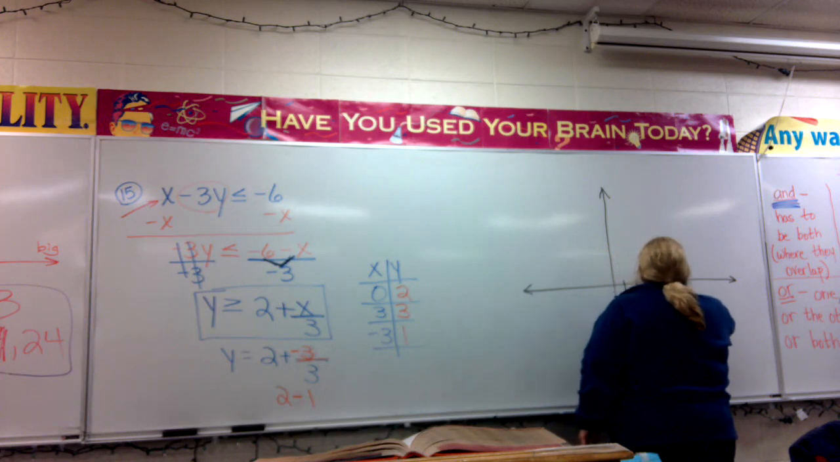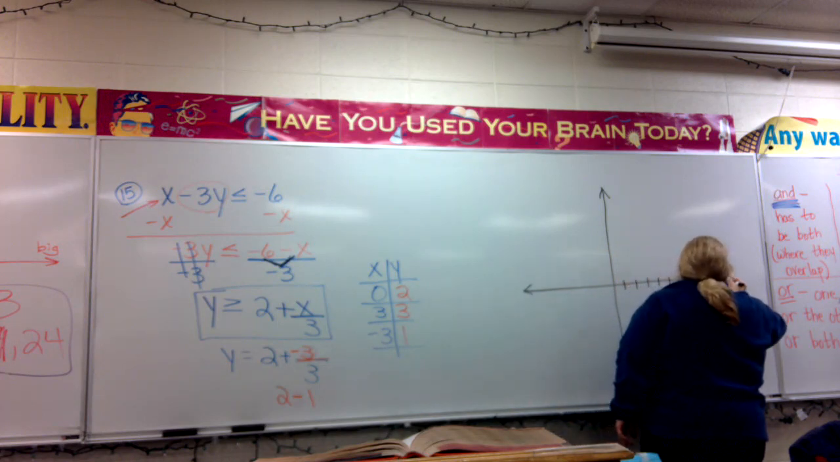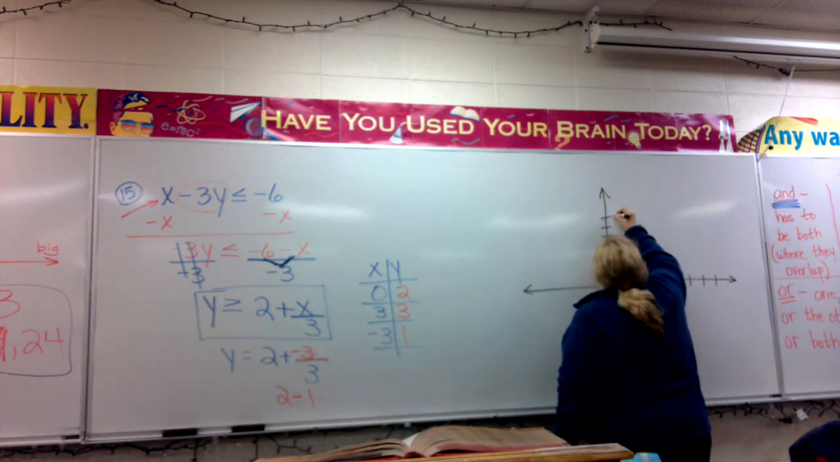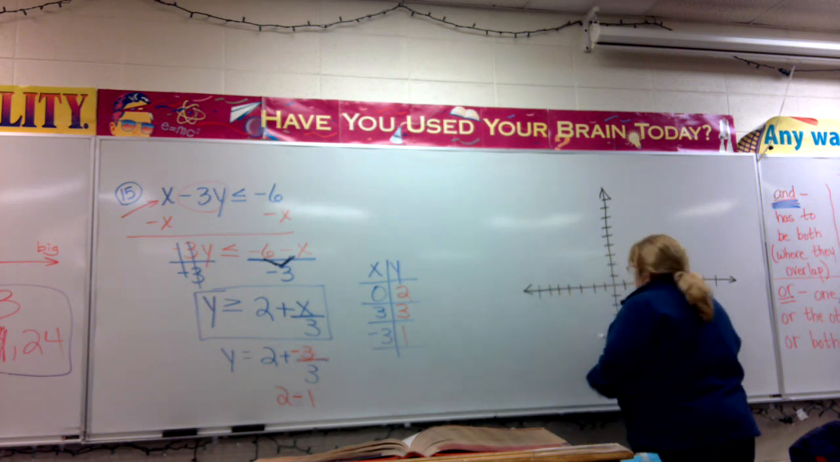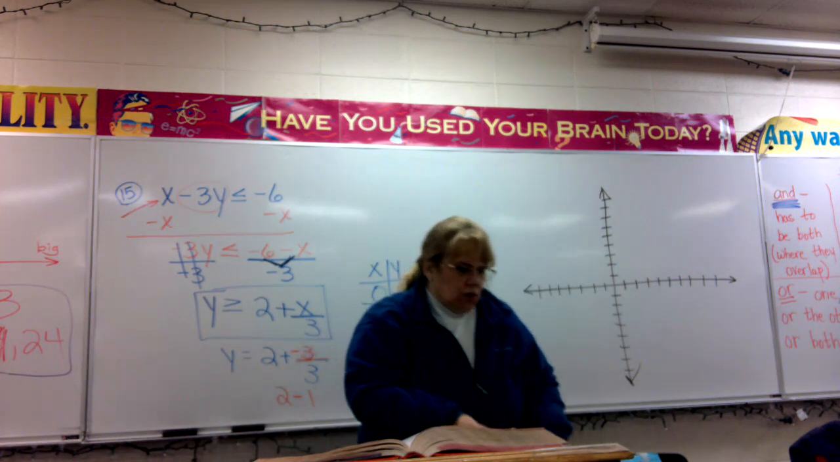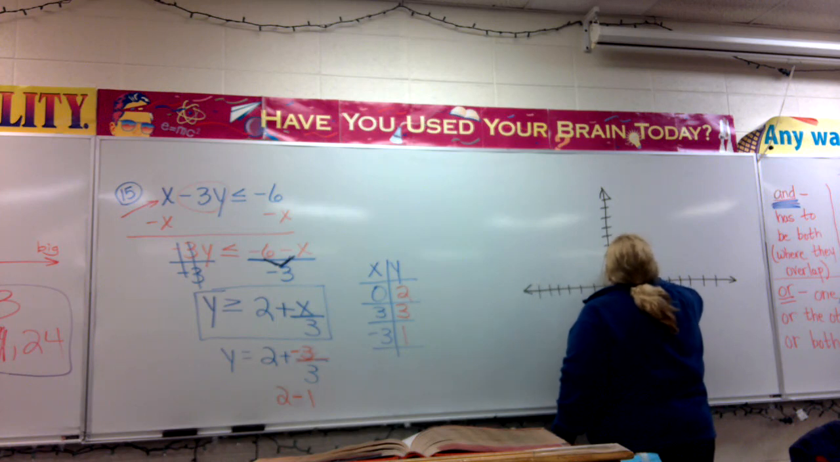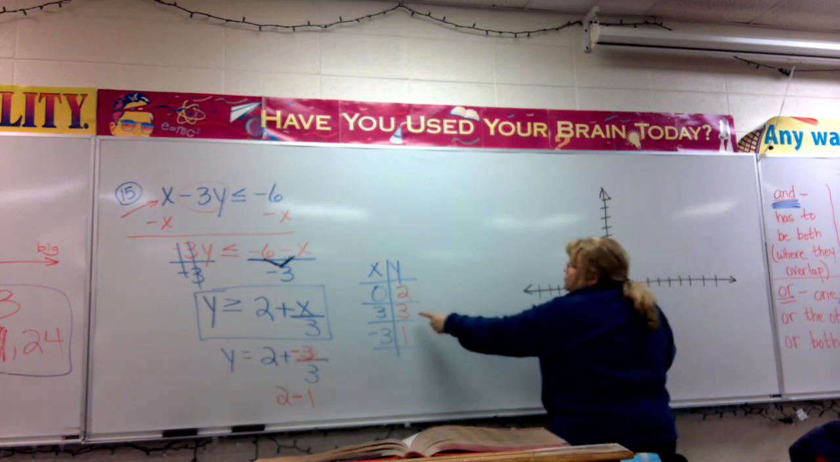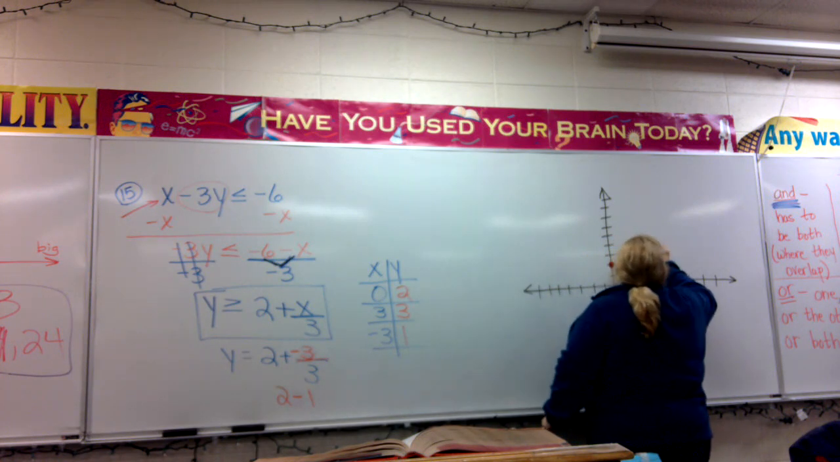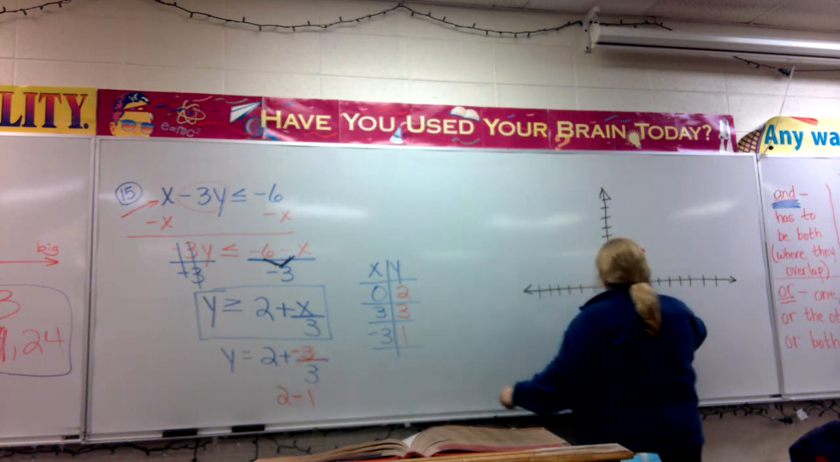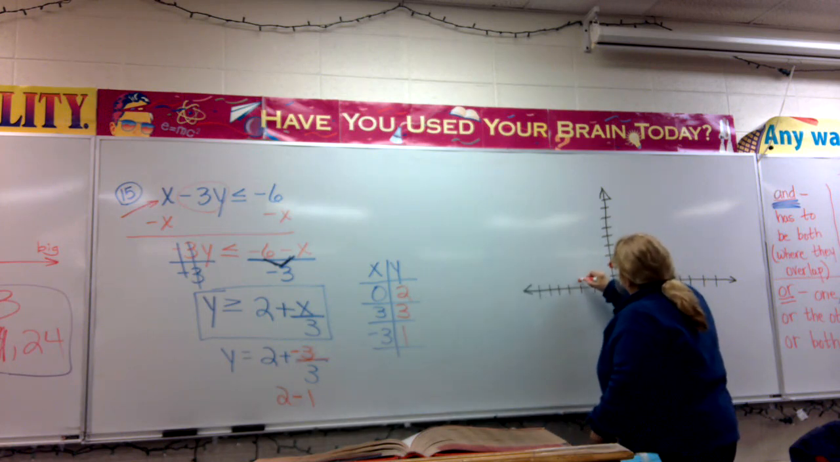Now what's the next step? We have to plot those points and connect them. And don't forget, you have to flip your inequality when you multiply or divide both sides by a negative, right? So what do we have? 0, 2. I go 0 right and left, and then 2 up. I have 3, 3. 3 over, 3 up. And then I have negative 3, 1. Negative 3 and 1 up.